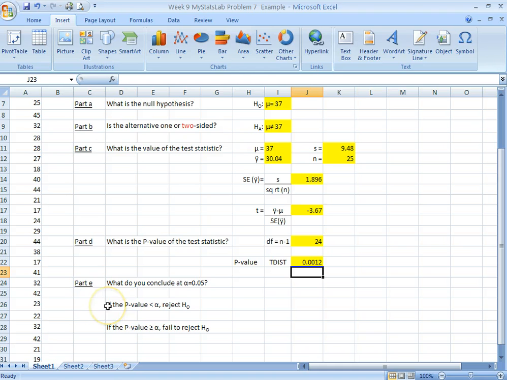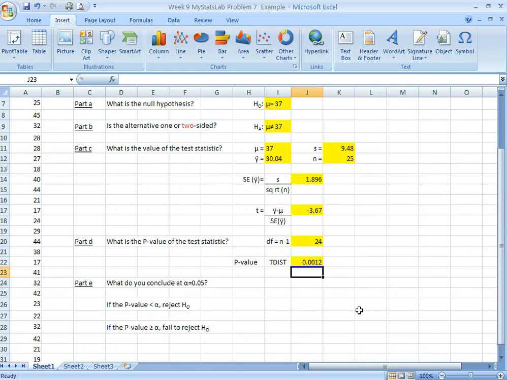Part E asks us, what do you conclude at an alpha of 0.05? And you say, see, I have written here, if the p-value is less than alpha, if this p-value, which is 0.0012, is less than alpha, which is 0.05, then we reject the null hypothesis. On the other side, if the p-value is greater than or equal to alpha, then we fail to reject the null hypothesis. Well, in this case, alpha is 0.05. Our p-value is 0.0012. So, what does that tell you? I think you know the answer there.